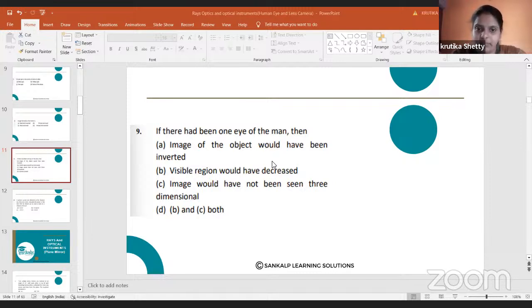And the image would not have been seen three-dimensional. Yes, that is also right. So therefore, option D is correct. That is, B and C both are right here. This is for the person with only one eye.